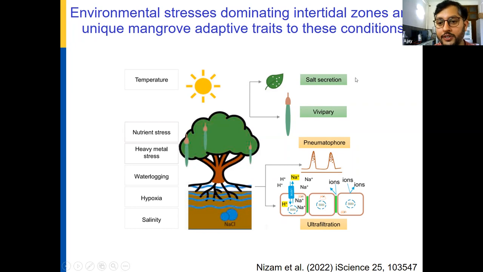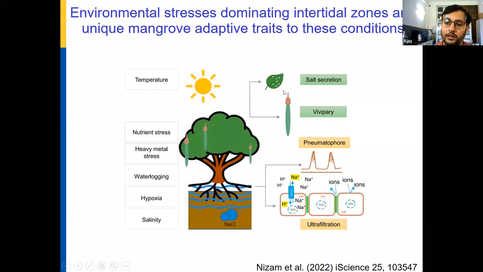For example, salt secretion. Salt secretion is a mechanism by which plants secrete salt through their leaves. You will be surprised to see that you can see with your naked eyes the deposition of salt on the leaves of some of the species of the mangroves.